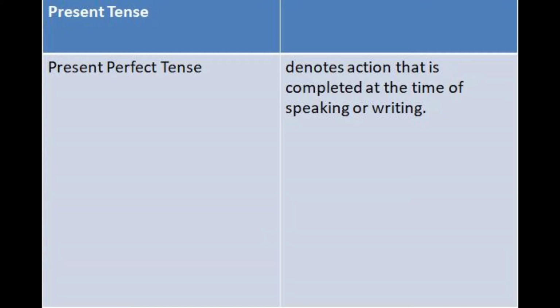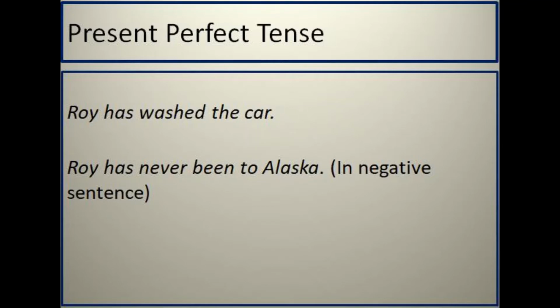Example, "Roy has washed the car." In a negative sentence, "Roy has never been to Alaska." In this case, no life experience of going to Alaska is what this means. To structure the perfect tense, we need to attach has or have before our past participle verb form.